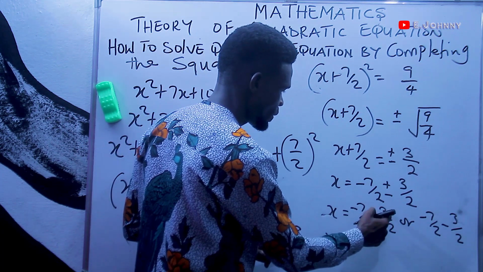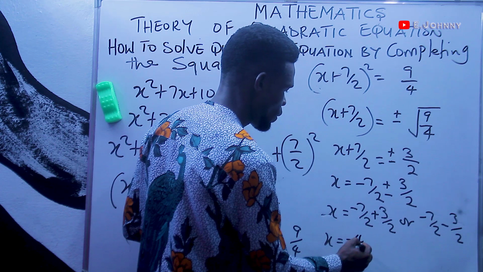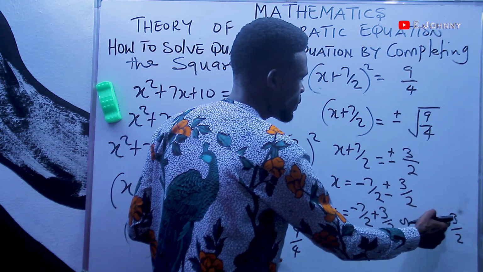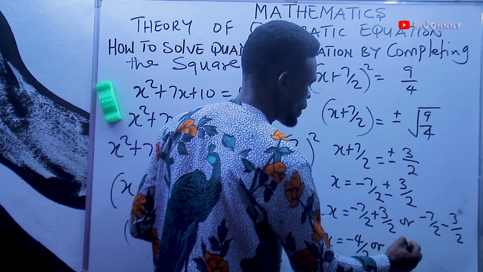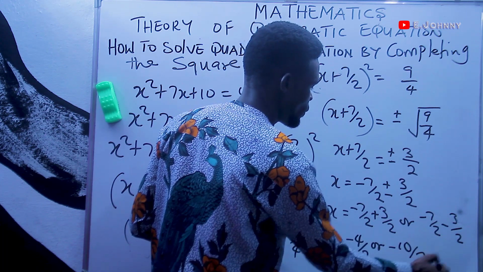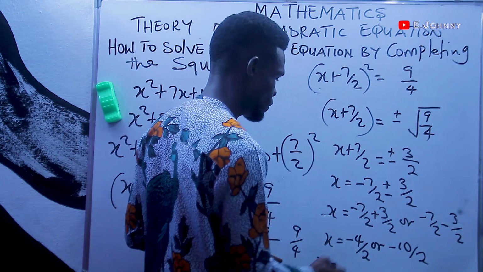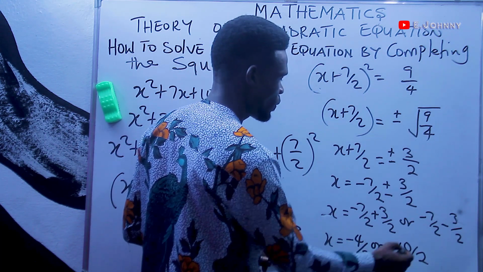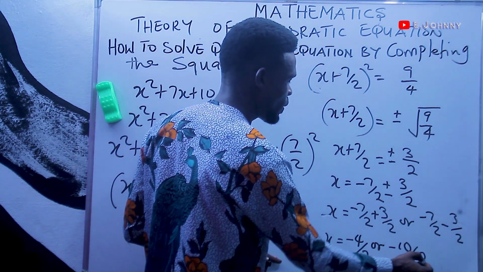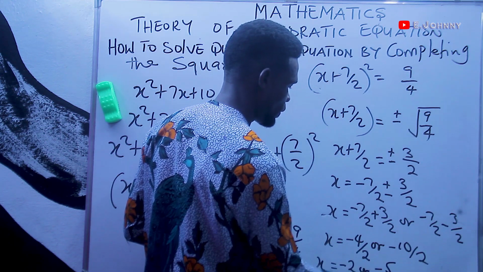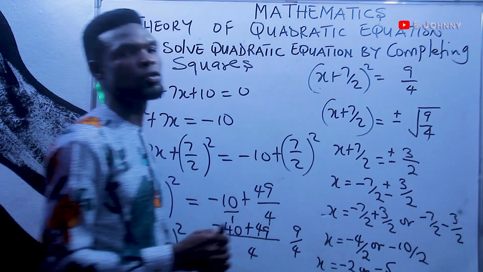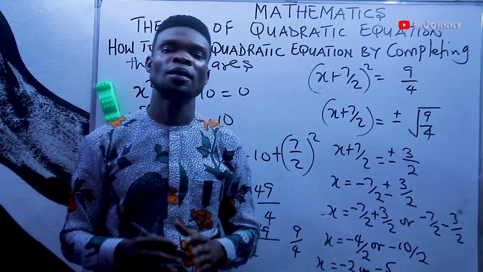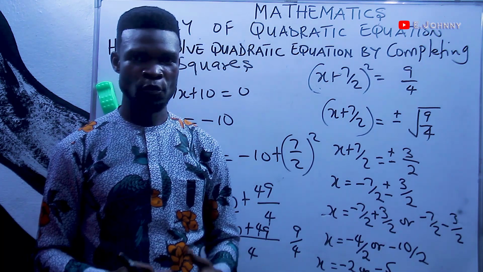Minus 7 plus 3 is minus 4 divided by, pick one of the denominators, or minus 7 minus 3 is minus 10 all over, pick one of the denominators. So x is equal to minus 2, or minus 10 divided by 2, minus 5. So these are the roots of this quadratic equation by the completing the squares method.